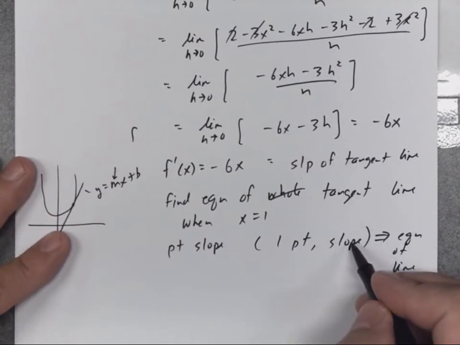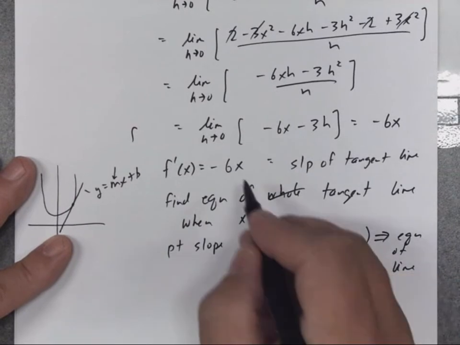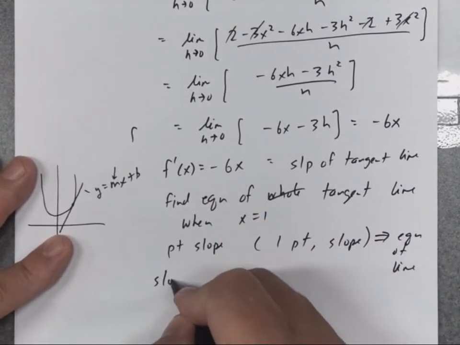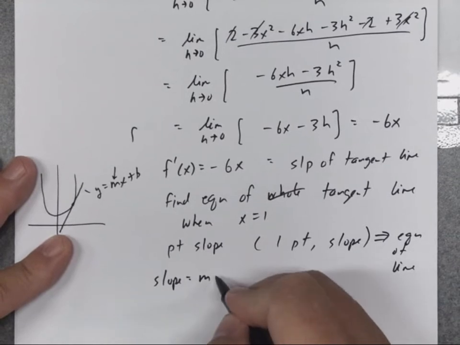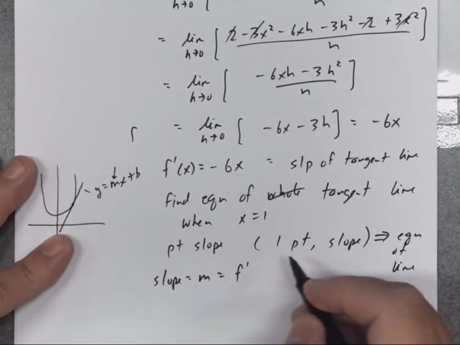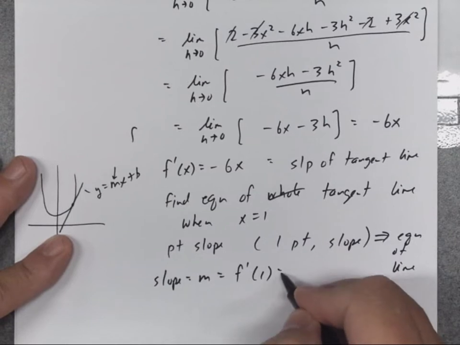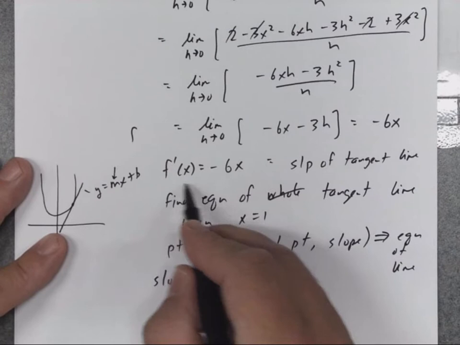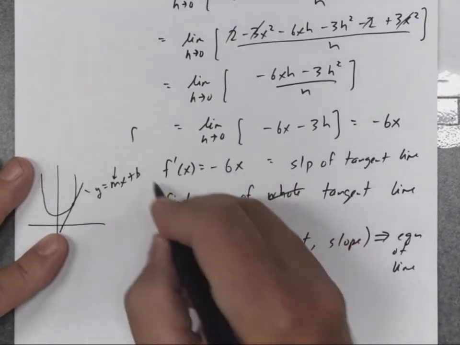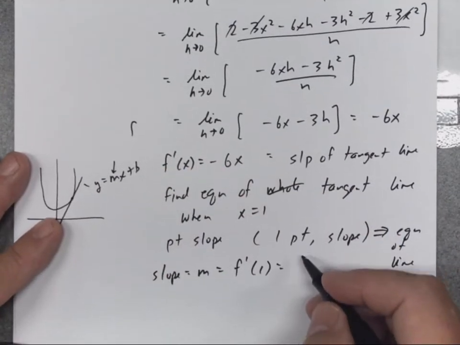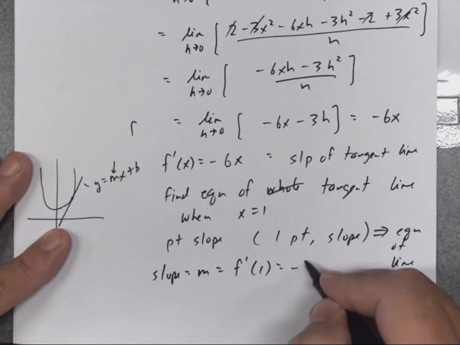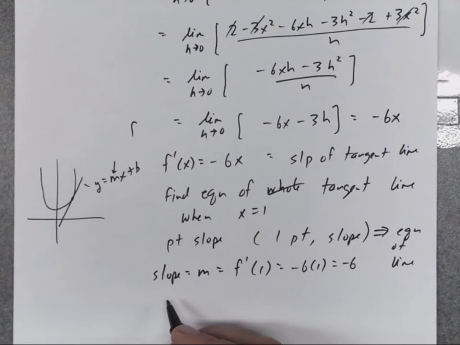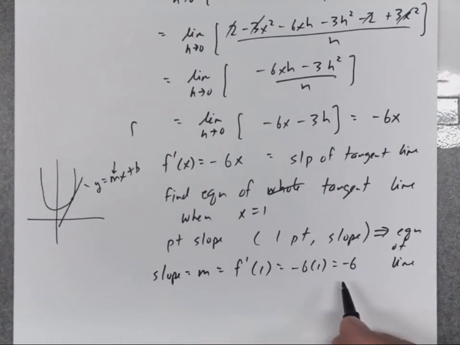So for our line, first let's get the slope. We can get the slope of our line through our derivative. We'll call the slope m. So we want the slope when x equals 1, right? Because this is the equation. So it's negative 6 times 1. So the slope of our line is now minus 6.